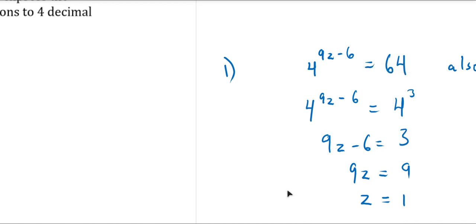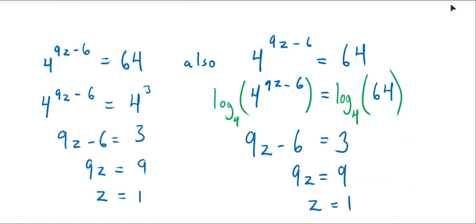We're allowed to do this because exponential functions are one-to-one, or injective if you prefer. This means they pass the horizontal line test, and as such, when two injective functions are equal to each other, their arguments can be set equal to each other. Solving, once this has happened, is really just solving a linear equation. Bring that 6 over to the other side as a plus 6, and then divide by 9 to get z equals 1.